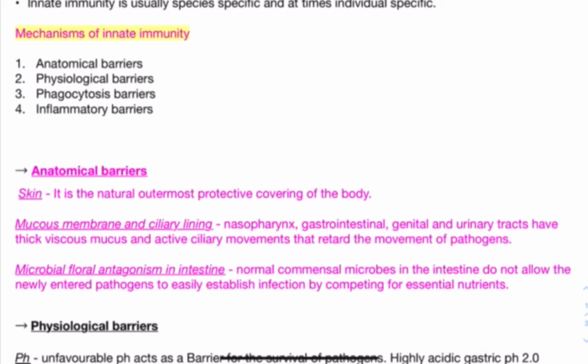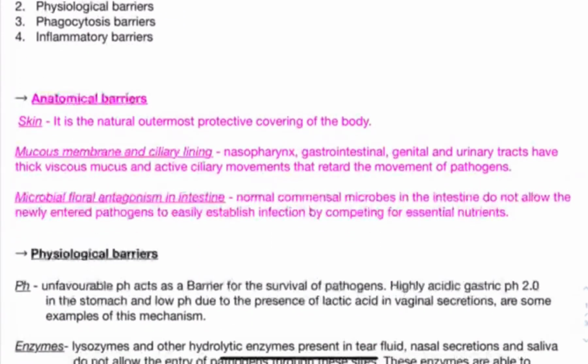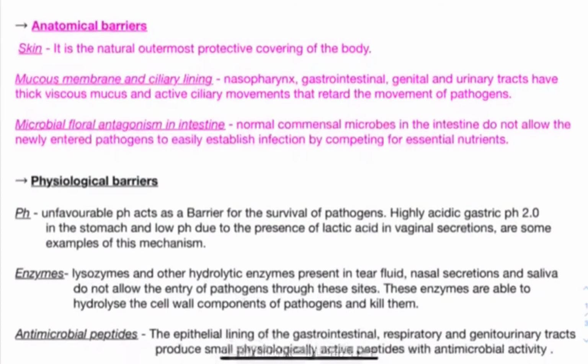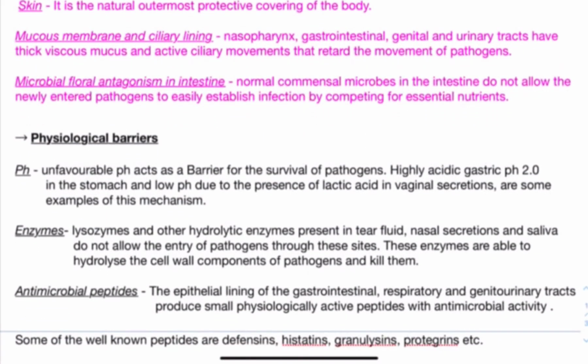Next, we have microbial floral antagonism in the intestine. Normal commensal microorganisms in the intestine and other places are present in very large populations, so they do not allow establishment of infection by other bacteria, because they compete with them for essential nutrients.